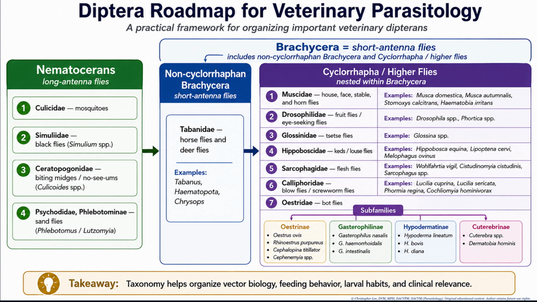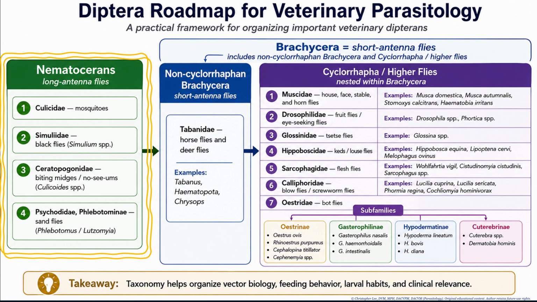Before we zoom into nematocerans, let's place flies into a practical veterinary roadmap. We are going to use 3 teaching bins. First are the nematocerans: mosquitoes, biting midges, black flies, and sandflies. These are the focus of this video, and many are major vectors. Second are non-cyclorrhaphan brachycerans, especially tabanids such as horseflies and deer flies. Third are cyclorrhaphans, the group that includes many muscoid flies, blowflies, flesh flies, bot flies, head flies, and tsetse flies.